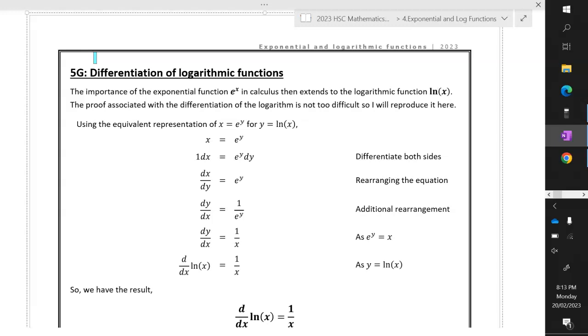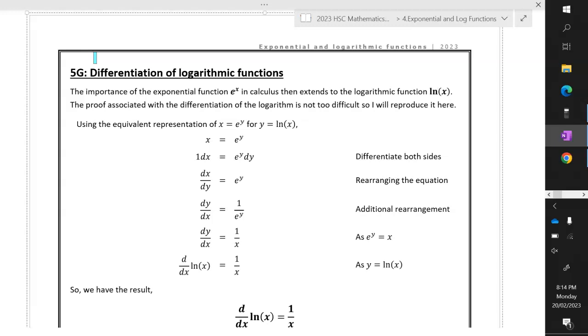So we know that they're the inverse of each other, and we reminded ourselves last lesson about that. And there's a little proof below associated with the differentiation of the logarithm. It's not too difficult, and so it's reproduced down below. So basically it's going to show us how we find the differentiation of log of x, or ln of x, the natural log. Okay, so it says using the equivalent representation of x equals e to the y.